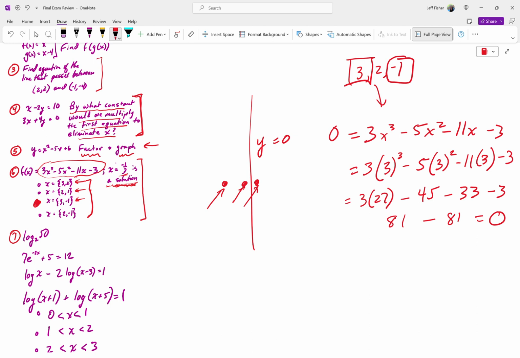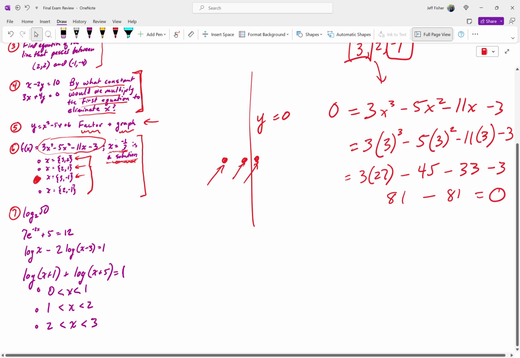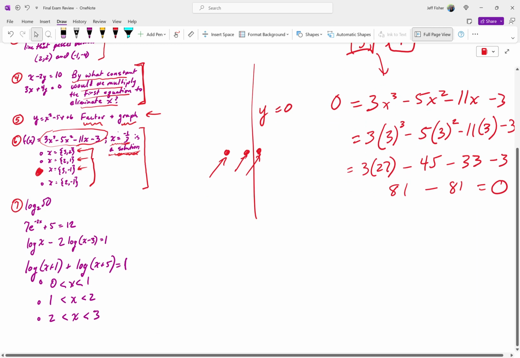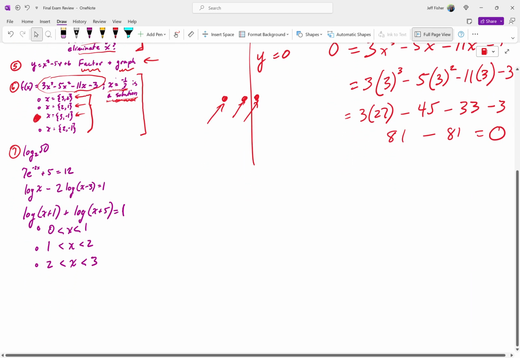So that's how we find, if they tell you that one of the solutions is a value, and they ask you what are the other values, you can just plug them into the equation to find out which one makes that function go to 0. Okay, that's chapter 6, where we dealt with the higher order polynomials.